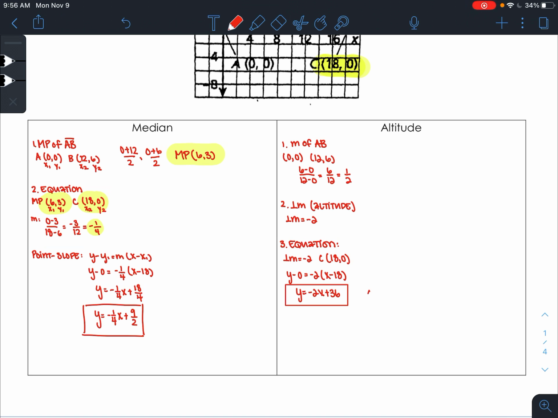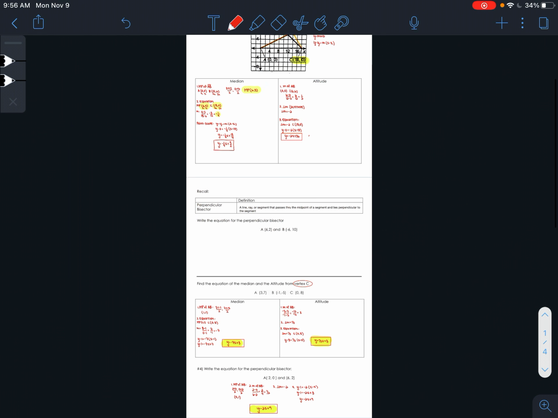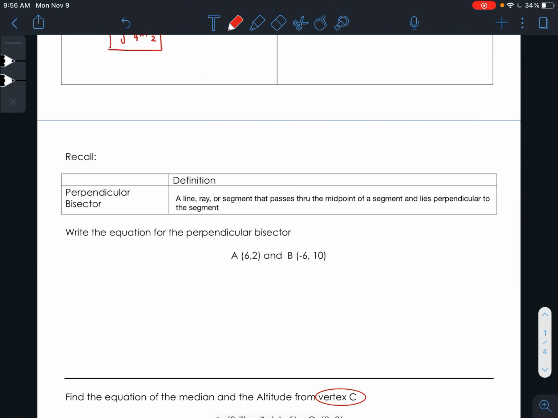Okay, so that one was pretty quick. And so what I'm now going to do is come down and talk about perpendicular bisectors because this is including all of it. So the perpendicular bisector, again, the definition is a line, ray, or segment that passes through the midpoint, so that midpoint is big, and lies perpendicular to that segment. So we have both components.